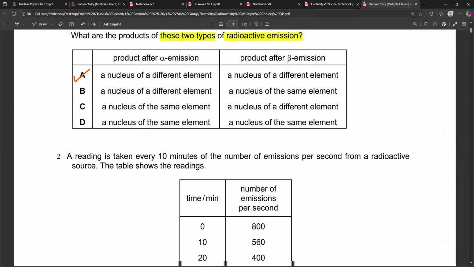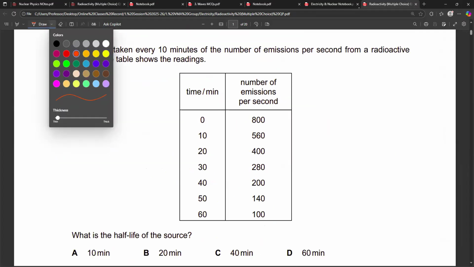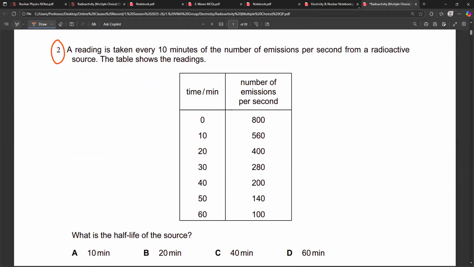We have question number 2. In question number 2, a reading is taken every 10 minutes. So you can see this is another experiment type in which they are taking readings, after every 10 minutes, of the number of emissions per second from a radioactive source. What is the half-life of the source? So we started from 0, where the value is 800, and after a 10 minute interval we have a new reading, then another 10 minute interval a new reading, and so on.